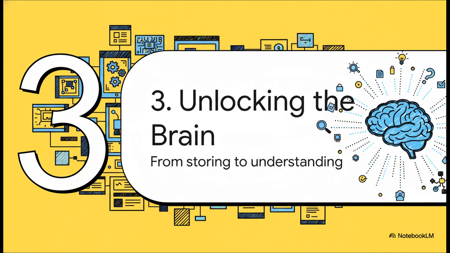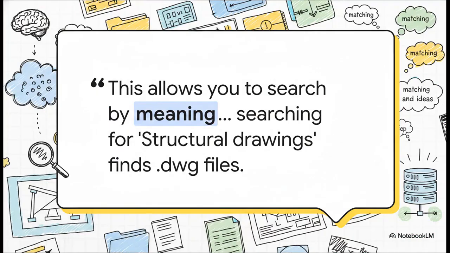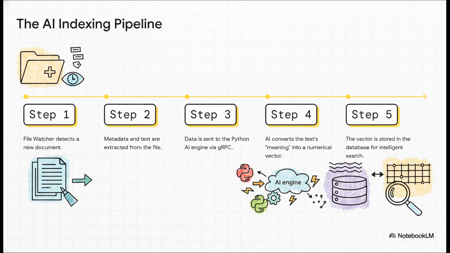This is that crucial turning point where the app goes from just storing your data to truly understanding it. And this quote just captures the power of this AI perfectly. This allows you to search by meaning. Searching for structural drawings finds .dwg files even if the word structural isn't in the file name. It's not about matching words anymore. It's about matching ideas. So how does this AI magic actually happen?